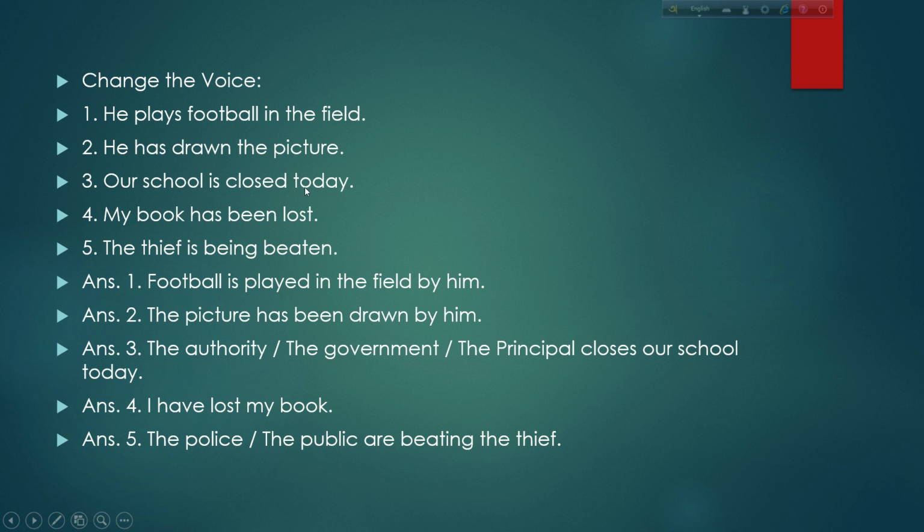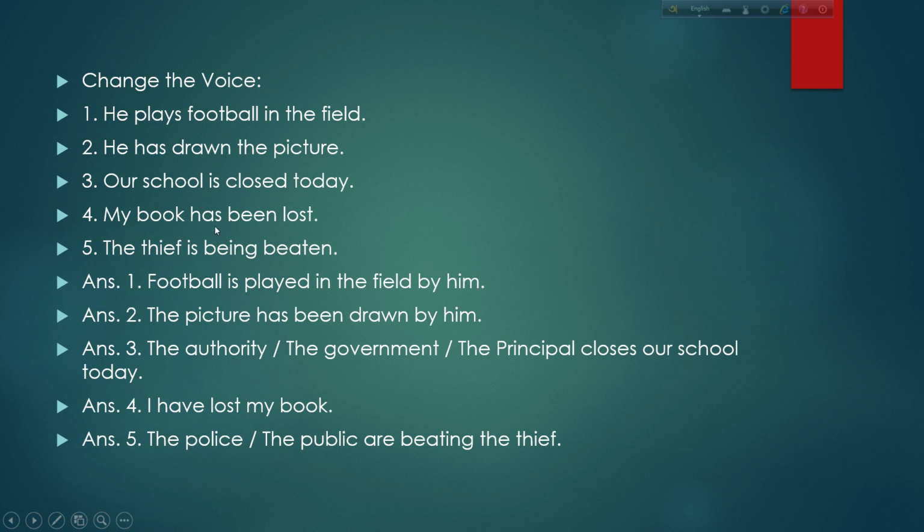Our school is closed today by somebody. So by somebody, this should be our object, and we should change it into subject. The authority or the government or the principal closes our school today. We can use any subject here.